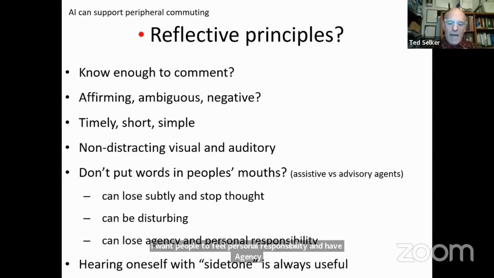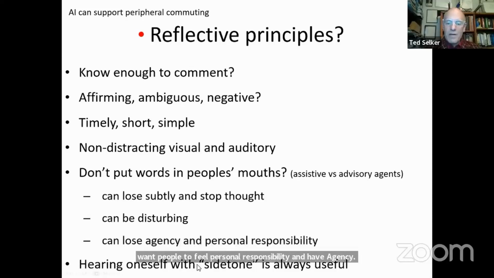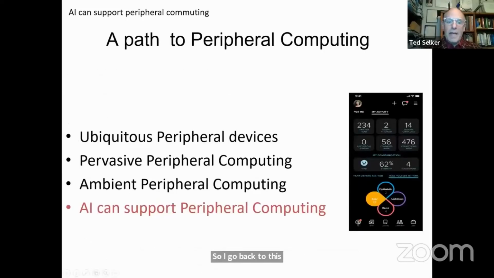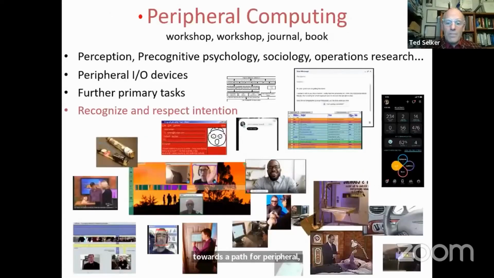So I go back to this idea of side tone that I was talking about earlier. And I go back to talking about how this is taking us towards a path for peripheral computing. And I have shown you some of my explorations into this. And there's been more. And there's, of course, this book and the workshop and a journal. You can go read more about it, or maybe just this talk's enough.